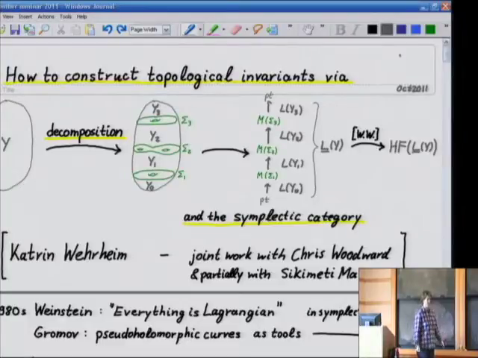So why do holomorphic curves actually help us do low-dimensional topology? And there are, of course, answers on a couple of levels. I'll try to give you the answer that essentially holomorphic curves give us a categorical structure, which I'll introduce, that very well fits with decompositions in the topological category. So that's the plan. And all of this is joint work with Chris Woodward at Rutgers, whom I acquired as a young postdoc at IAS. And when there's anything on chain level, it's joint work with Sikimeti Mau.